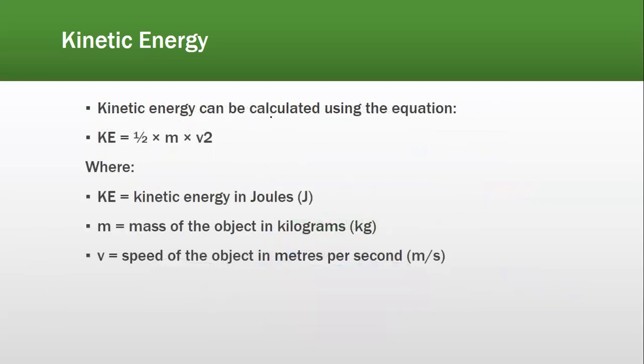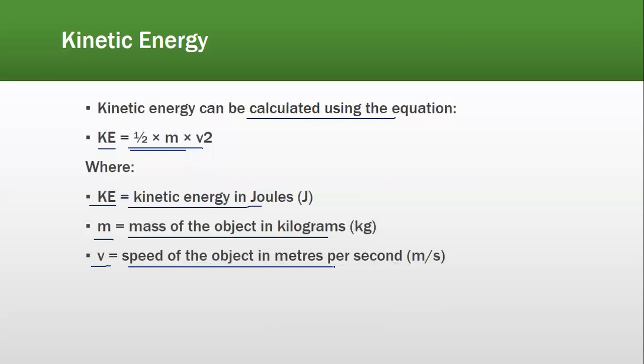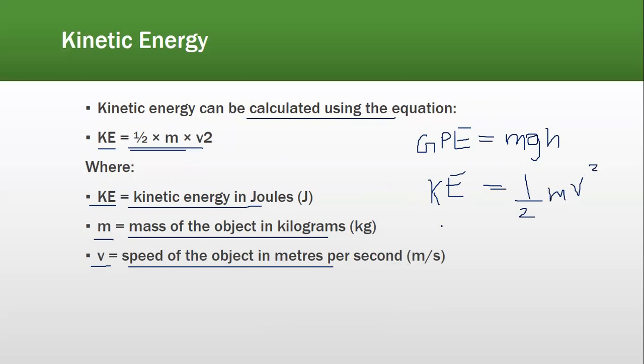So the kinetic energy can be calculated using the equation KE is equal to half mv square, where KE is the kinetic energy in joules, m is the mass of the object in kilograms, and v is the speed of the object in meters per second. So here you have the formula. Now we have two formulas. What was the formula for GPE? It was mgh. And what is the formula for kinetic energy? The formula for kinetic energy is half mv square.